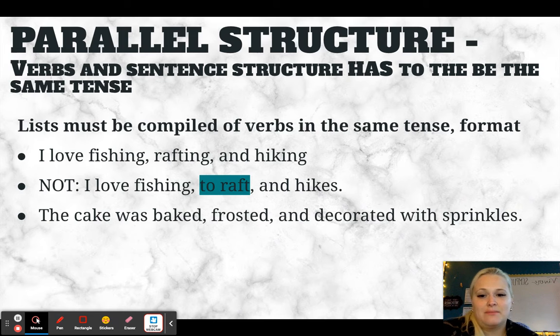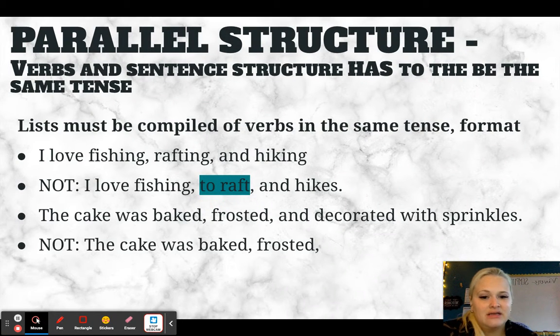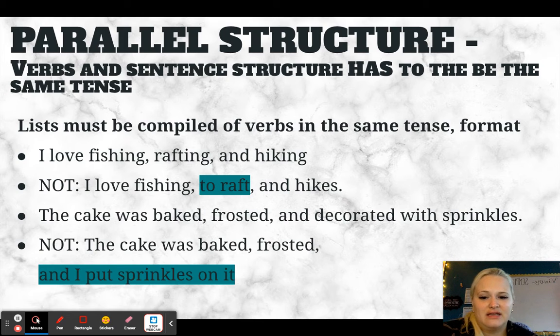The cake was baked, frosted, and decorated with sprinkles. Past tense right there. We baked it, we frosted it, and we decorated it. Not, "the cake was baked, frosted, and I put sprinkles on it." All right, we all need to stick to the same tense there.